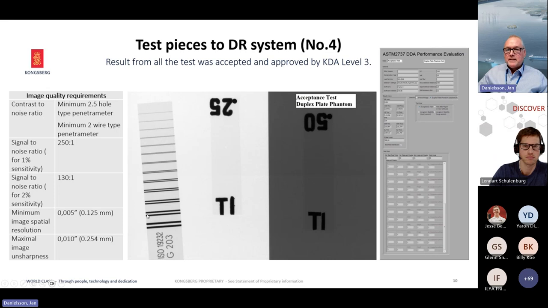All the test that you have the special resolution, you have this contrast to noise ratio, CNR, you have the CS, and you has also the SNR, signal to noise ratio, and image and sharpness was approved and accepted. You can see the result on the right side here. So all the requirements from the customers was met.